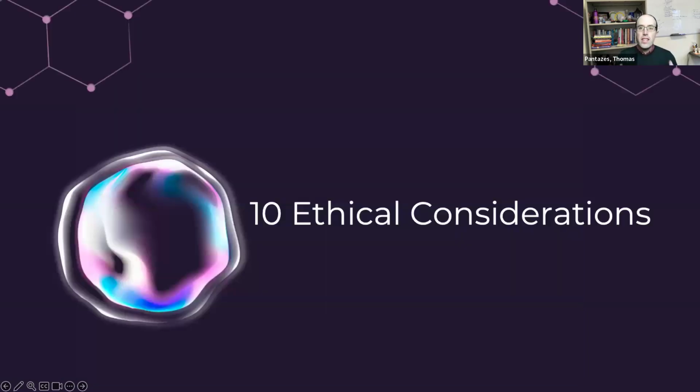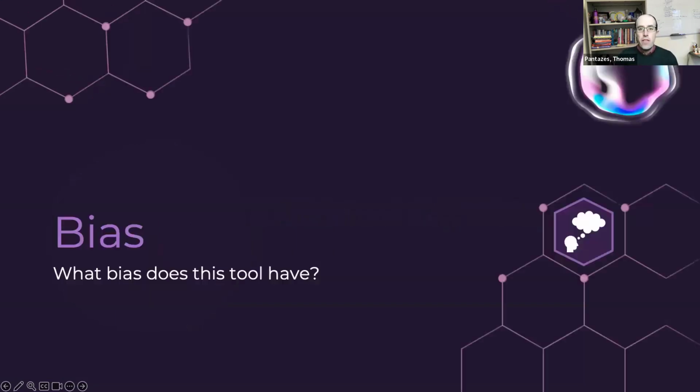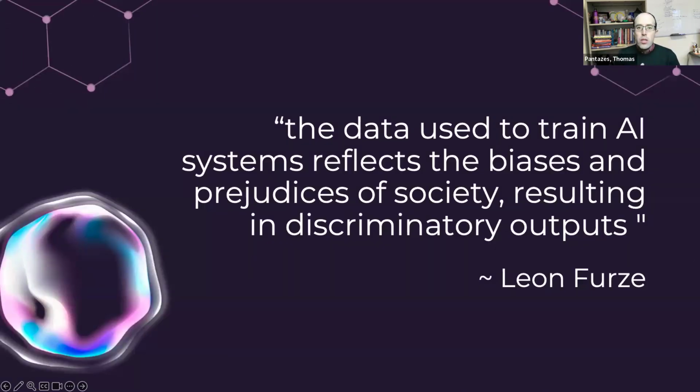So now let's get into 10 different ethical considerations you can think about as you evaluate different AI tools. And the first up is bias. The tools have the bias of the data that they are trained on. And as Leon Furze, I think it's Furze, I hope it's Furze, says, the data used to train AI systems reflects the biases and prejudices of society, resulting in discriminatory outputs.